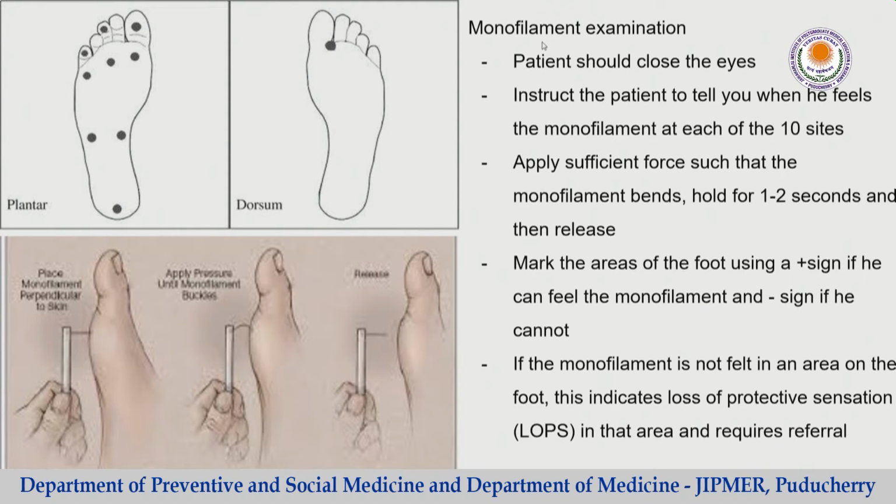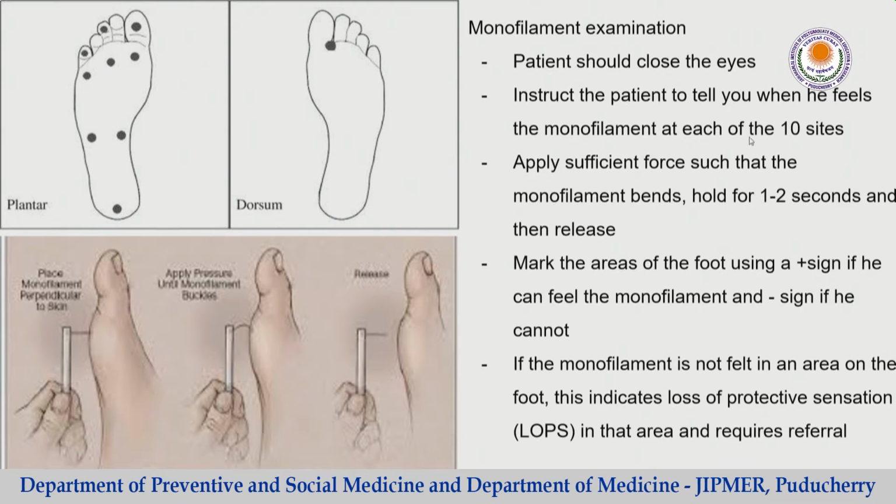In monofilament examination, the patient should close the eyes. We should instruct the patient to tell when he or she feels the monofilament at each of the 10 sites. With the monofilament held in our hand, we touch the specific sites, each of the 10 sites, applying sufficient force such that the monofilament bends, and hold for 1 to 2 seconds and then release.